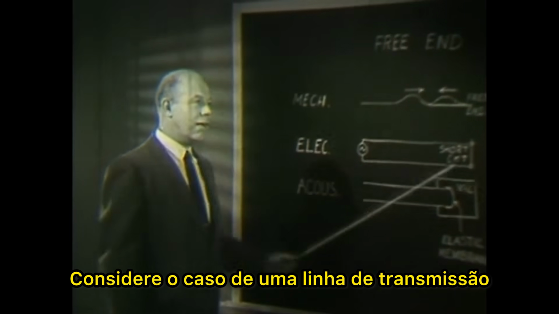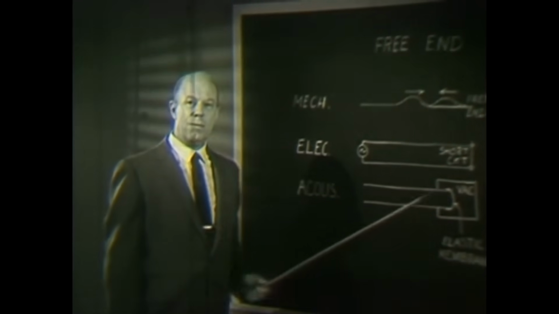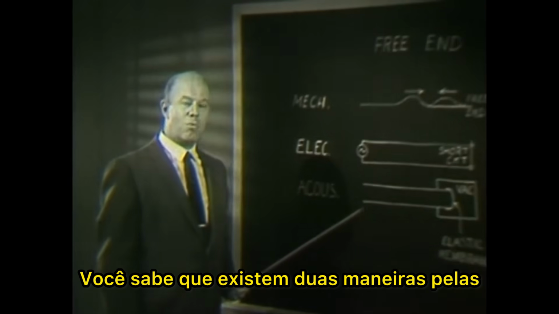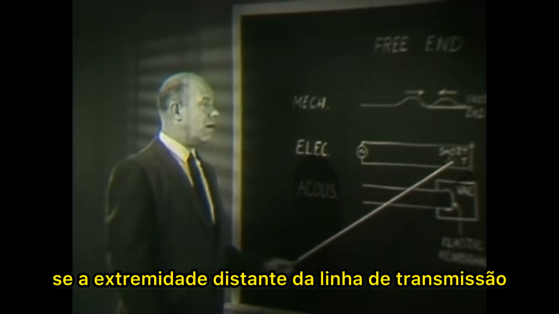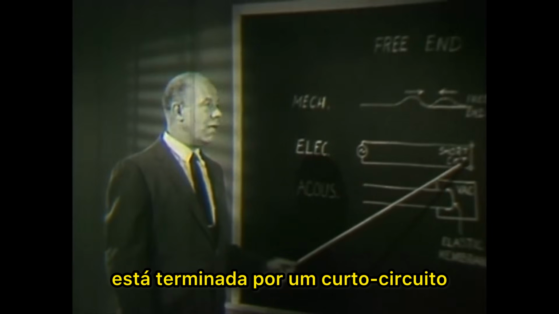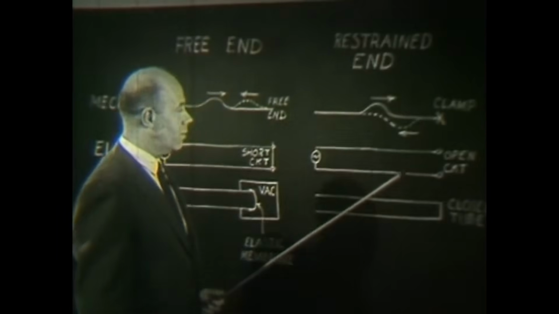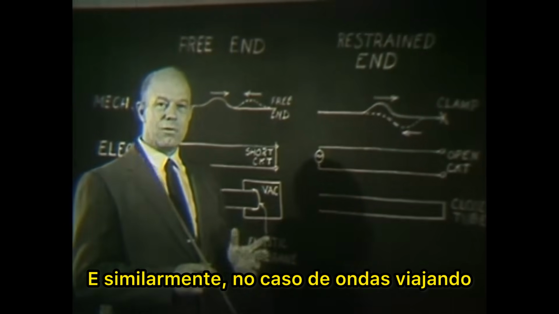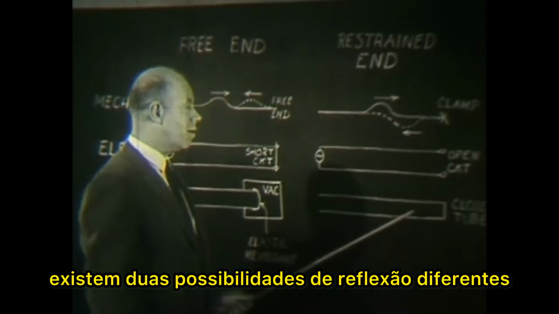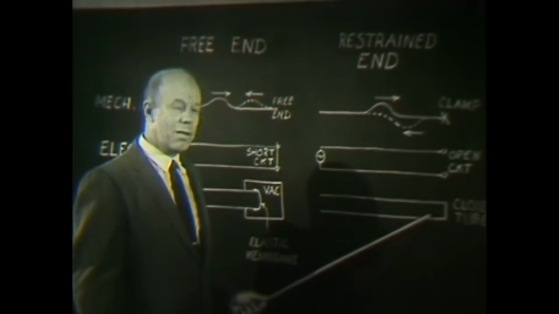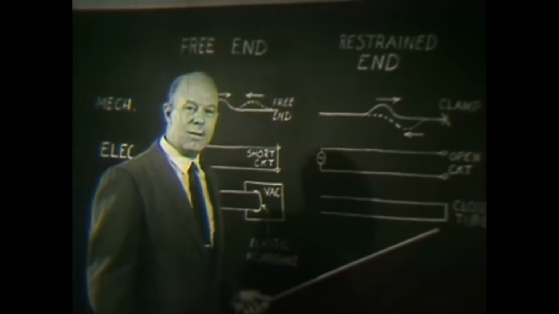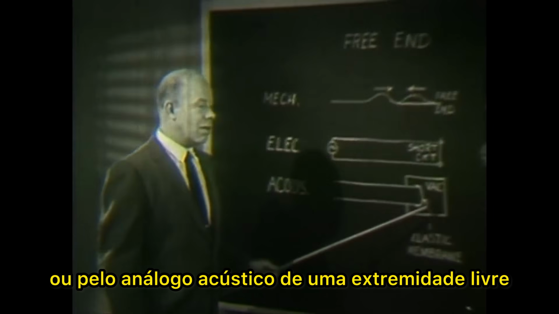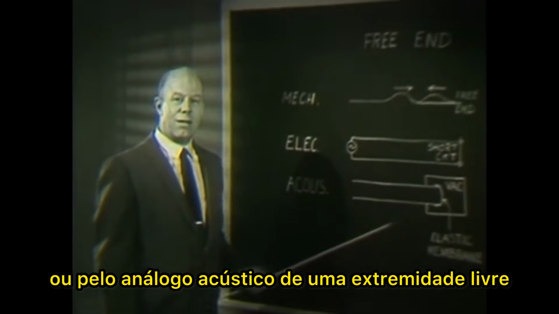Take the case of an electrical transmission line, for example. You know that there are two ways in which electrical waves can be reflected, depending on whether the far end of the transmission line is terminated by a short circuit or by an open circuit. And similarly, in the case of waves traveling down an acoustic tube, there are two different reflection possibilities, depending on whether the end of the tube is closed by a rigid termination or by the acoustic analog of a free end.